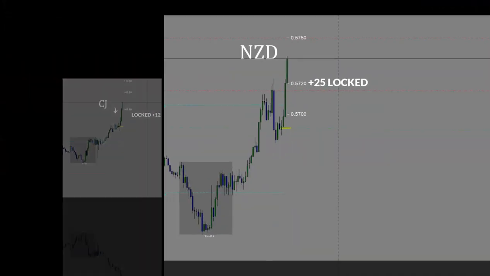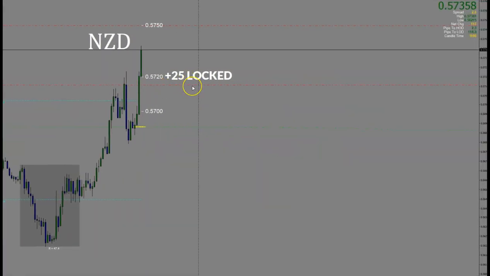And the last trade I'm in is the New Zealand dollar, and I moved my protective stop to lock in 25 pips right here. And again, just targeting up here at 57.50.